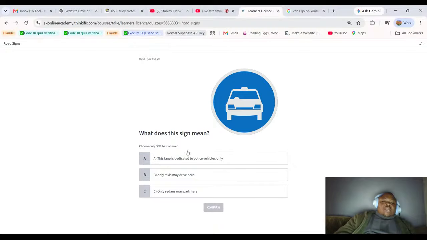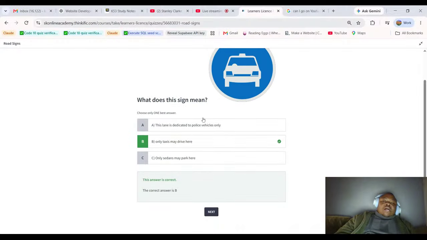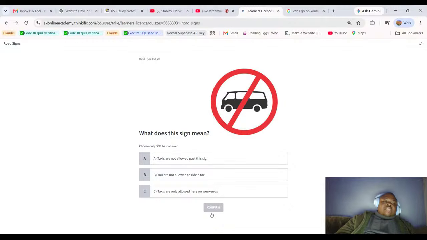Next question. What does this sign mean? Is it A, this lane is dedicated to police vehicles only? B, only taxis may drive here? C, only sedans may park here? What is the answer, guys, between A, B, and C? All right. Okay, most of you are going with B. Therefore, we are going with B, and you are absolutely correct. Only taxis may drive here.